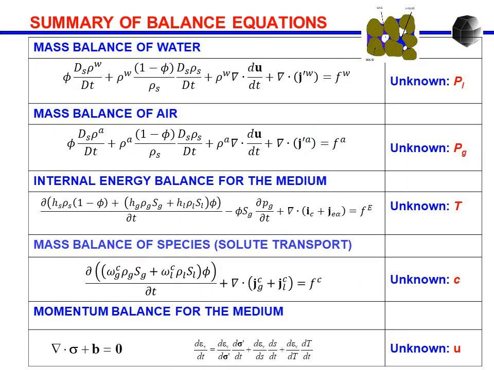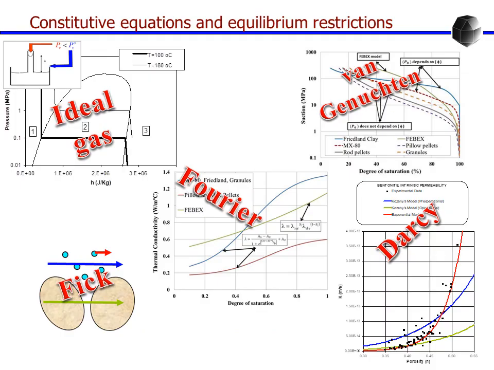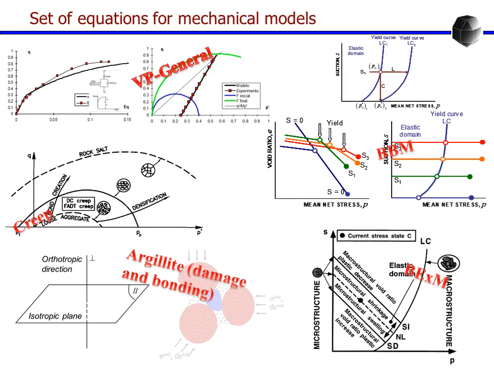CodeWright solves the questions that are summarized in this transparency, which include mass balance, energy balance, and momentum balance. There is a set of quantitative equations and equilibrium restrictions, and I can mention ideal gas for the properties of fluids, Bank-Newton for the unsaturated response of porous materials, Fourier for heat conduction, Darcy for fluid flow, and Fick for diffusion and dispersion mass transport. A number of mechanical constitutive equations have been implemented in the code.